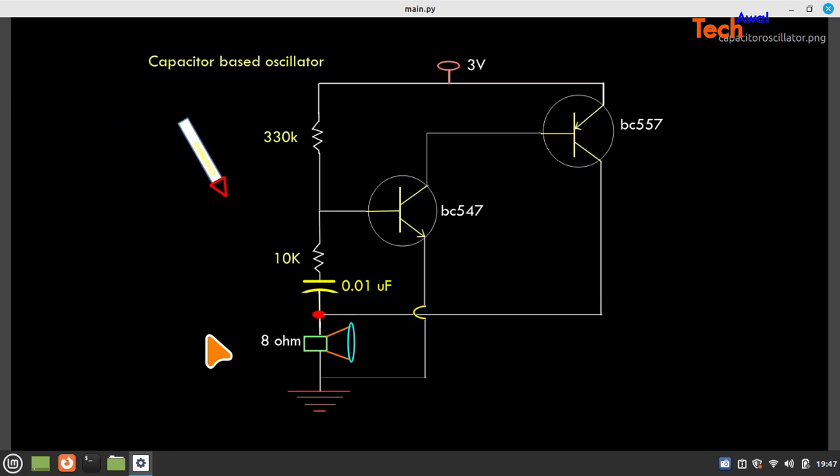Now we'll see what the circuit actually is. This is an NPN transistor and this is a PNP transistor. Being a PNP transistor, this is the direction of the arrow, so this is the emitter, this is the collector and this is the base. Similarly with the arrow sign here, this is the emitter, collector and this is the base.